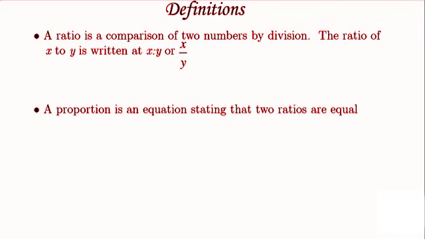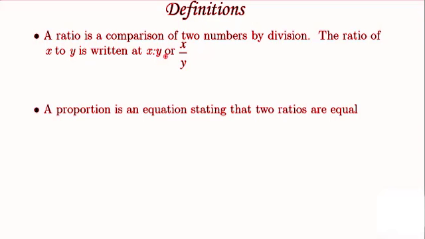We're going to begin with some definitions. A ratio is a comparison of two numbers by division. And there's a couple of ways that we can write this. If we want to talk about the ratio of x to y, it can be written as x, then a colon, y, or x over y with the fraction bar between them.